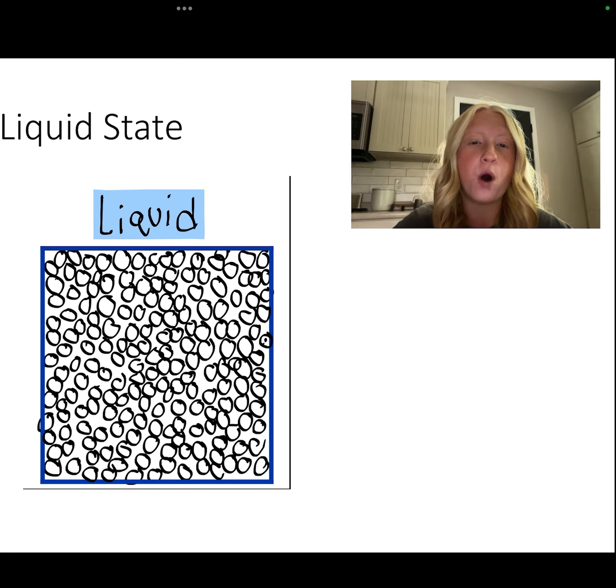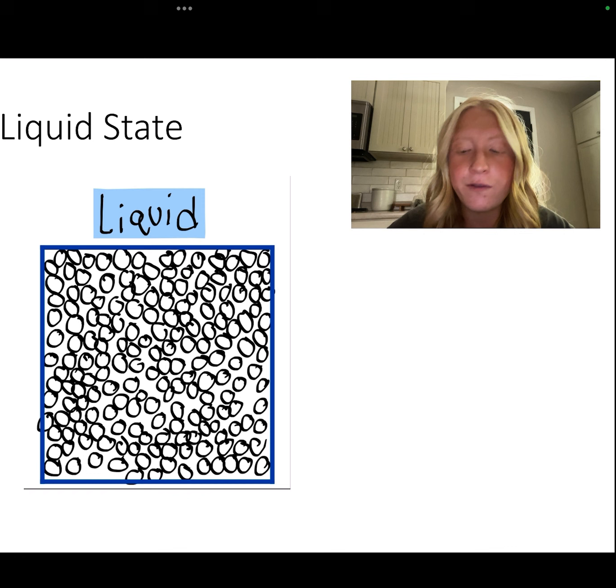Now I'm going to talk about water in the liquid state. In this state, the water molecules have enough kinetic energy to break free from their fixed positions. Though they look locked into place, they can move around each other. So the water molecules are tightly compact but still slide and flow around. I don't have a video, but I can show through this.